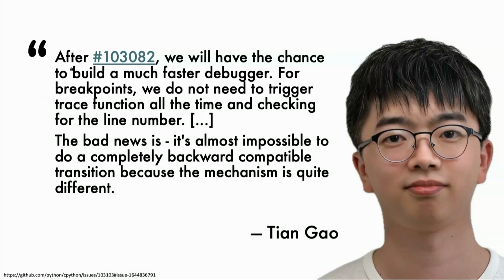And there are problems. To quote Tian Gao, who wrote a pull request to add this: after this change, we will have the chance to build a much faster debugger for breakpoints. We do not need to trigger a trace function all the time and check for the line number. The bad news is it's almost impossible to do a completely backward compatible transition because the mechanism is quite different, so we will probably never see a PDB version with this in.